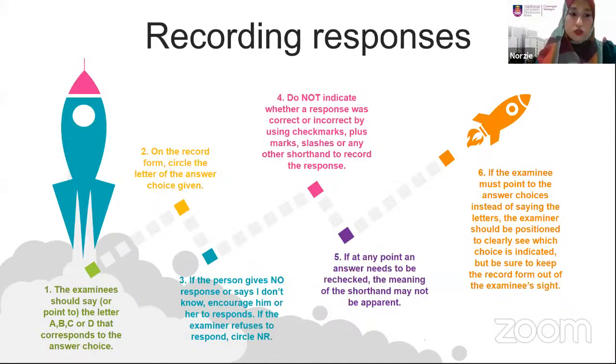Okay, so macam tadi ada orang tanya dekat ruangan chat box tu kan. Okay, so the examiner should say or point to the letter A, B, C, D that corresponds to the answer choice. Sebab ada kadang-kadang kanak-kanak yang tak kenal lagi ABC kan. So dia tak boleh nak jawab A ke B ke C. So kita bagi dia point. Right. Number 2, on the record form, circle the letter.